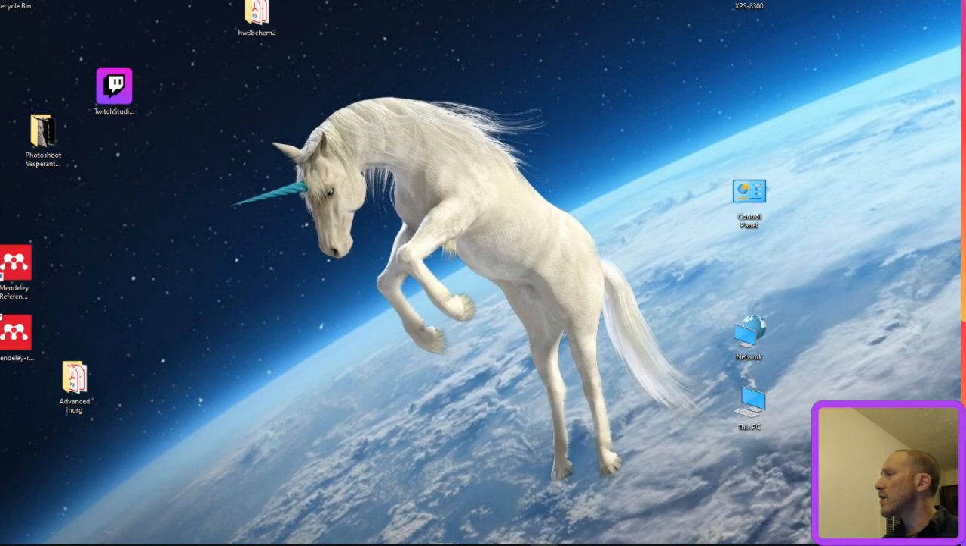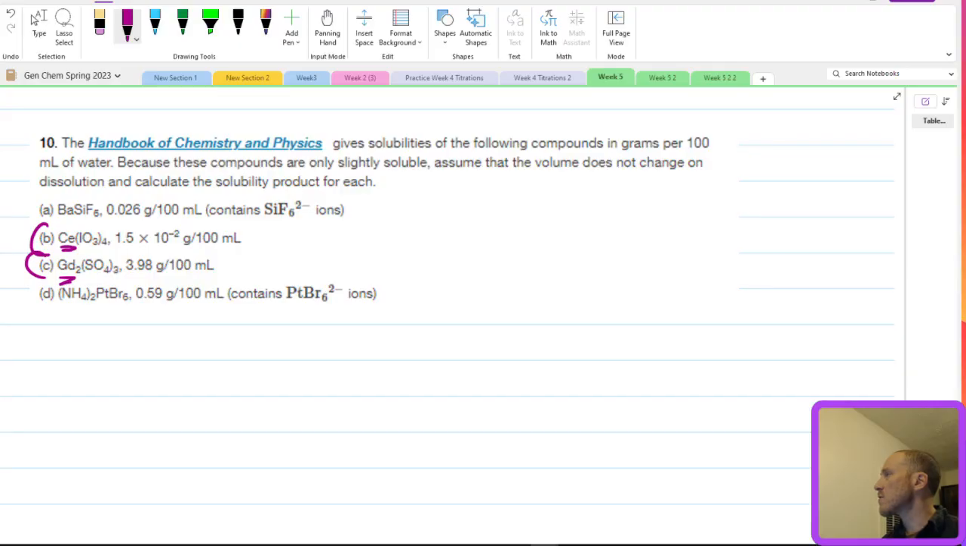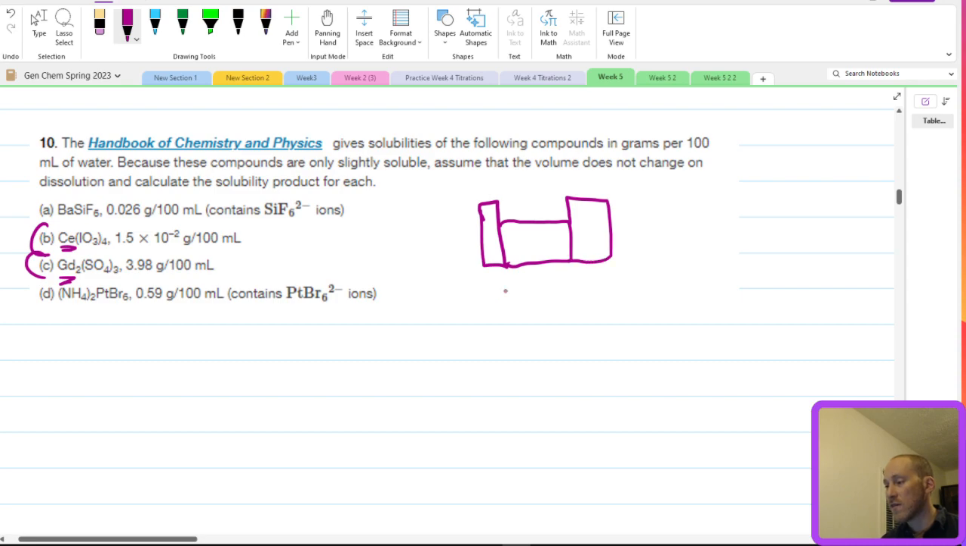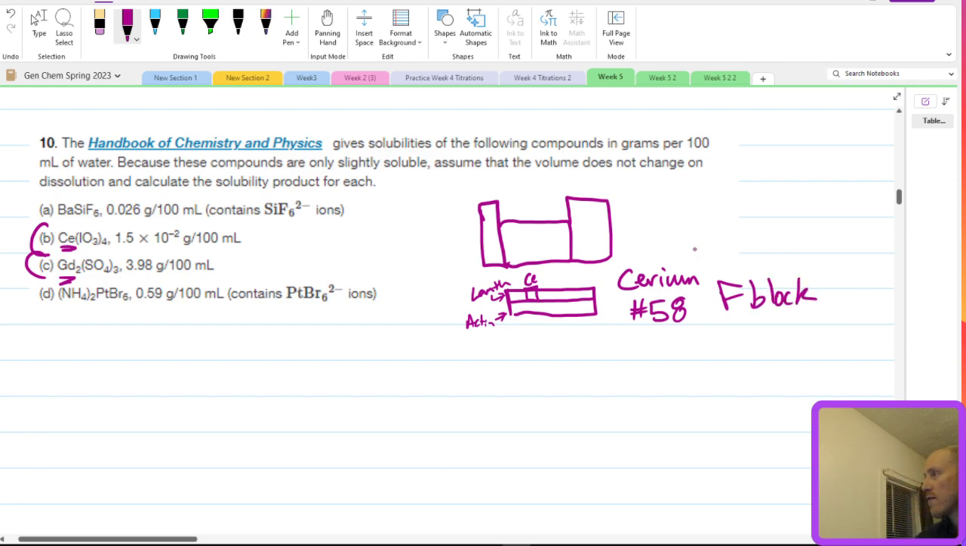Sorry, let me find where I did this already, because I already looked. There it is. Okay, so yeah, they're in the lanthanide series, which is the part of the periodic table down in this box here. This lanthanide is the top of that box, the actinides at the bottom. And this one right here, Ce, stands for cerium, and it is element number 58. This lanthanide series, by the way, is the f block. So just a little background information.